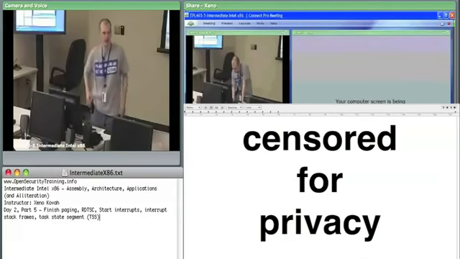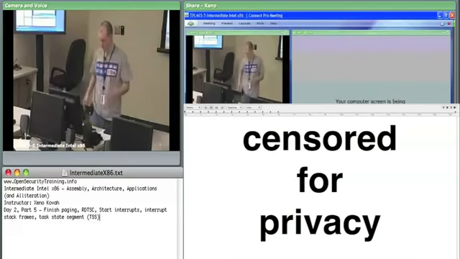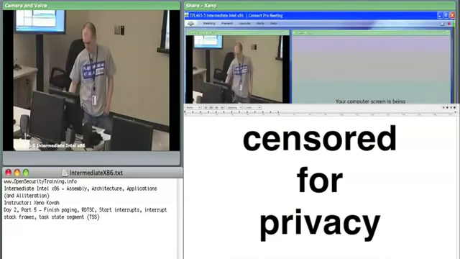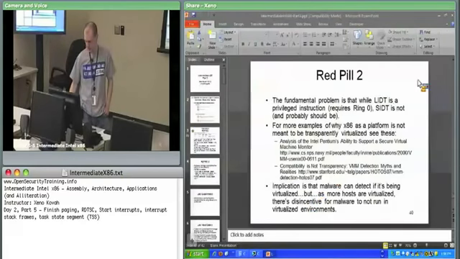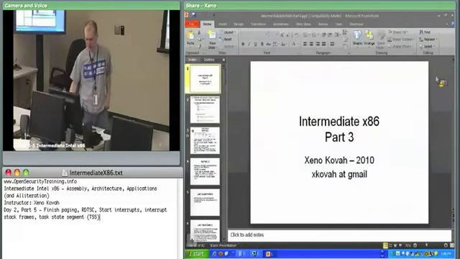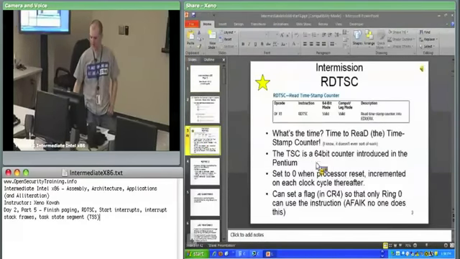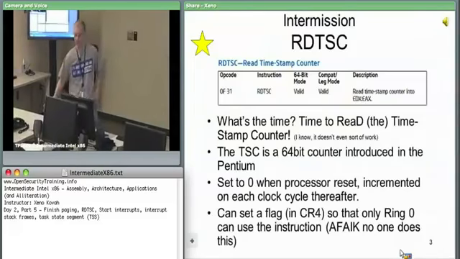Alright, let's get started again. So, keep on trucking. We are done with segmentation and paging. So now you actually know how memory access works. Except you don't know anything about caching, but that's okay, because I don't know anything about it. Alright.